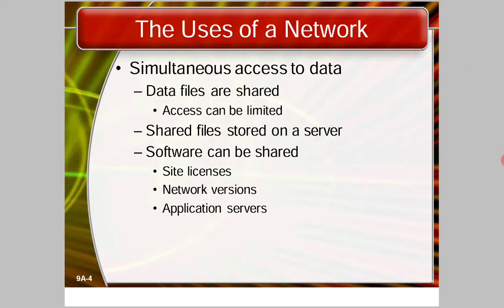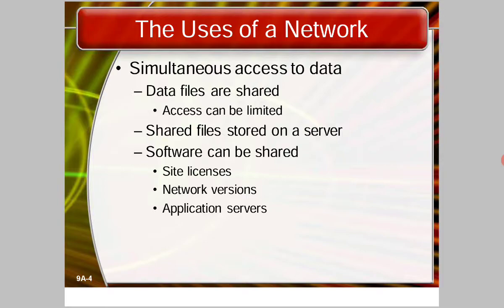So what are the uses of a network? Simultaneous access to data. Data files are shared, access can be limited. Shared files are stored in a server. Software can be shared: site licenses, network versions, and application servers.